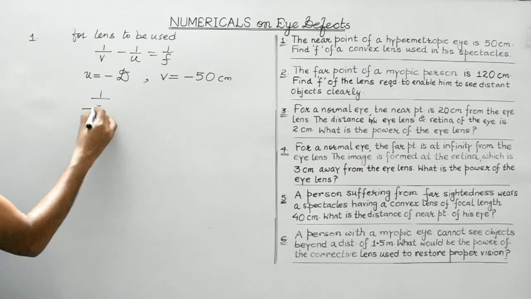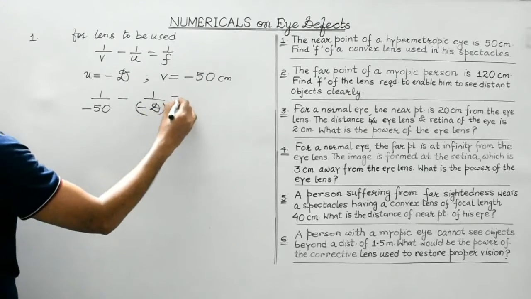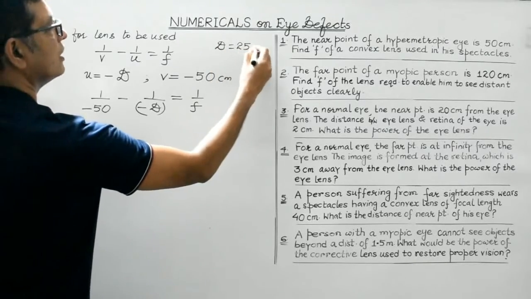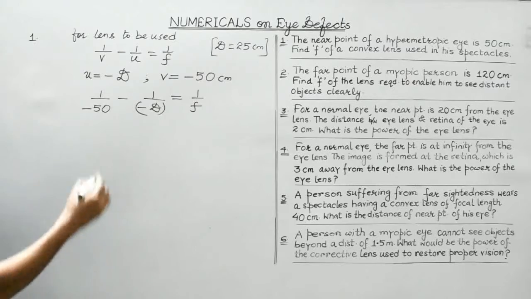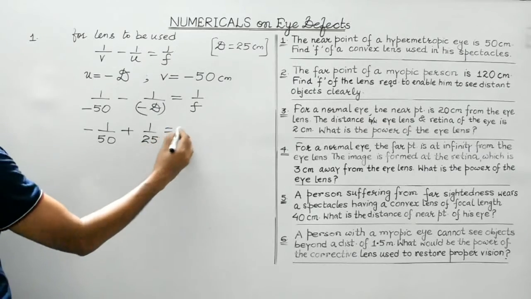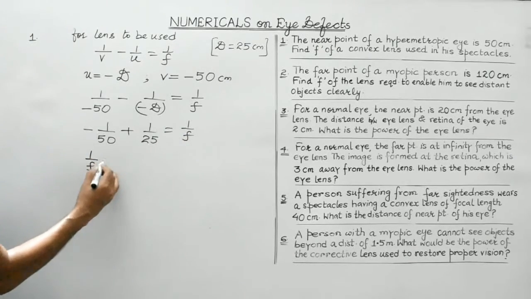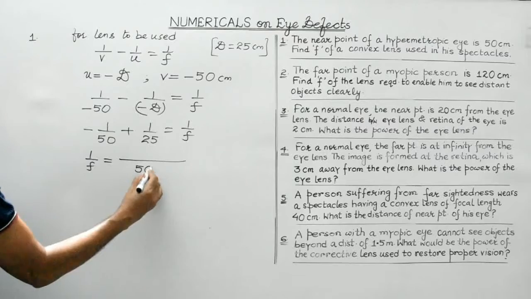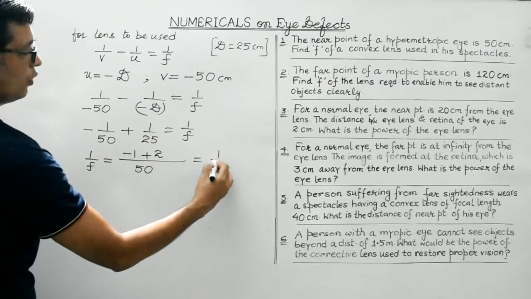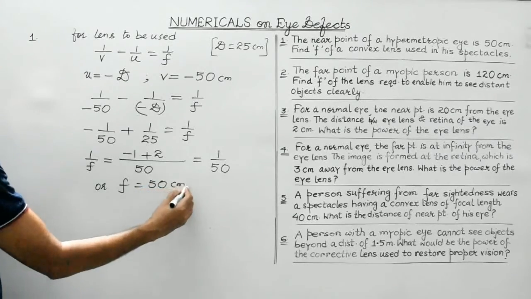So, what do you get? 1/v, that is minus 1/50, minus 1/u, it is minus d, and it is 1/f. D we'll take as 25 centimeter, no doubt regarding this. So, it is minus 1/50 plus, minus 1 is plus, 1/25 is equal to 1/f. Right, students? So, we can easily get the value of f. 50 can be taken as LCM. So, it will be equal to minus 1 plus 2 over 50, so 1/50, or f is equal to 50 centimeter.